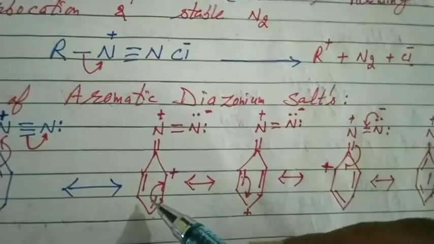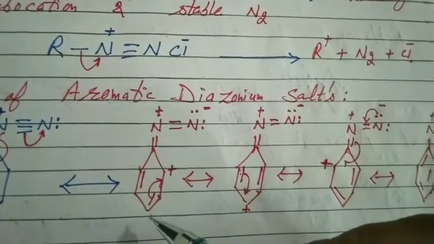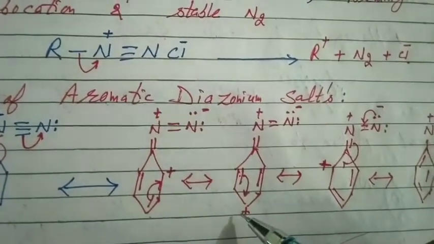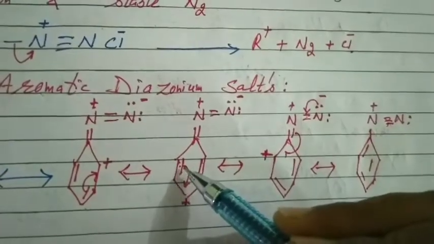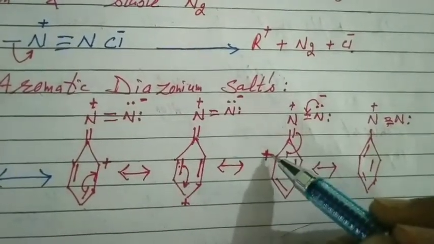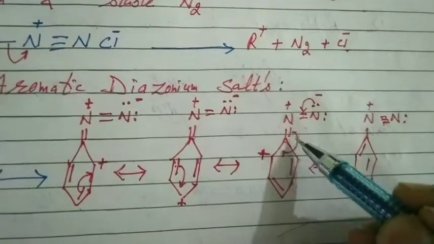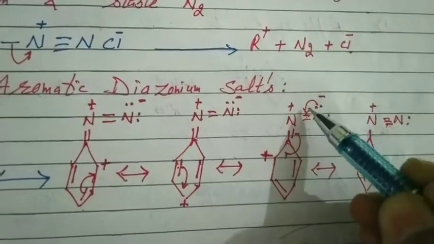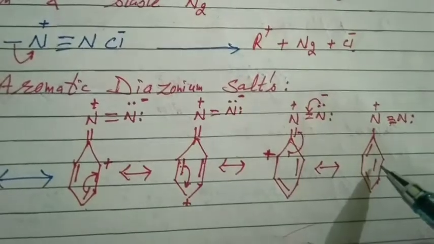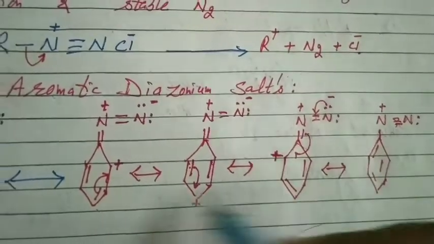Now this pi electron shifts to this position. Electron density at para decreases, plus charge at para. After this, next, this shifts to this position, electron density at ortho decreases. At last, it withdraws electron. The lone pair again changes to a bond pair. The last structure, that is the second structure of benzene, is obtained.